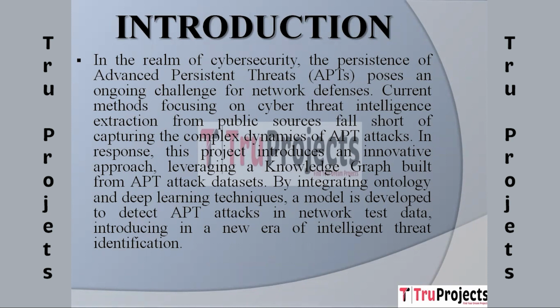This project responds by introducing a novel strategy that makes use of a knowledge graph created from datasets on APT attacks. A model to identify APT attacks in network test data is developed by combining ontology and deep learning techniques, ushering in a new era of intelligent threat identification.